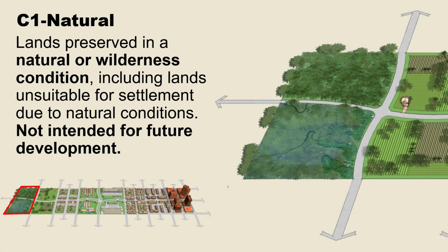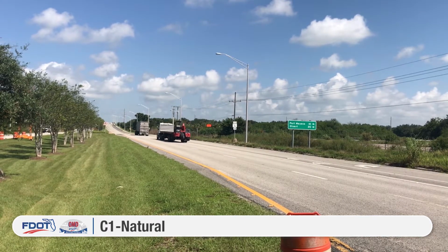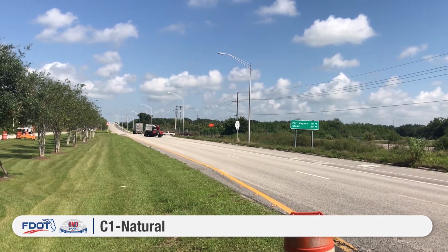C1 Natural consists of lands preserved in a natural or wilderness condition, including lands unsuitable for settlement due to natural conditions. Land uses may include conservation land, open space, or parks. State Road 710 in Martin County is an example of a roadway passing through a natural condition.